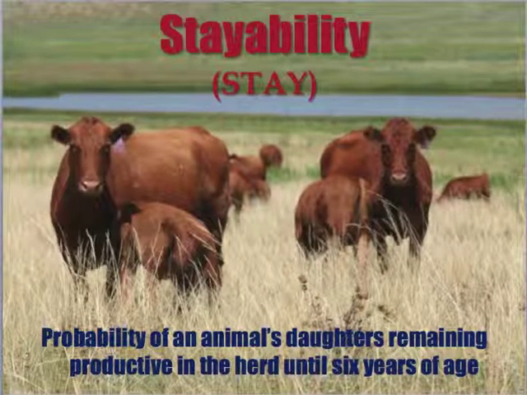Stability is the probability of an animal's daughters remaining productive in the herd until 6 years of age. So this is your longevity EPD. What we require at Red Angus is that those females not just have a calf at 2 years of age and then come back at 6 years of age and have a calf. We require them to have a calf every year. If she ever misses a calf, or if somebody tries to roll her around to the next season, we treat that as a failed observation. She failed to conceive, and she gets a negative observation.